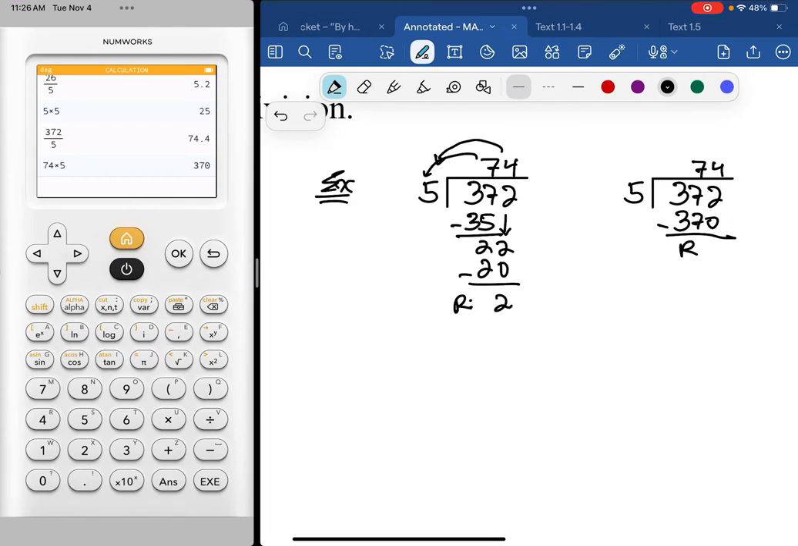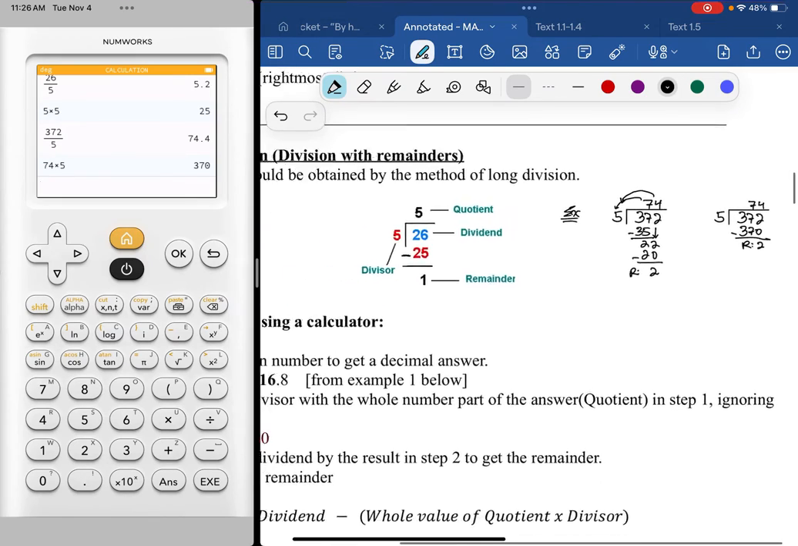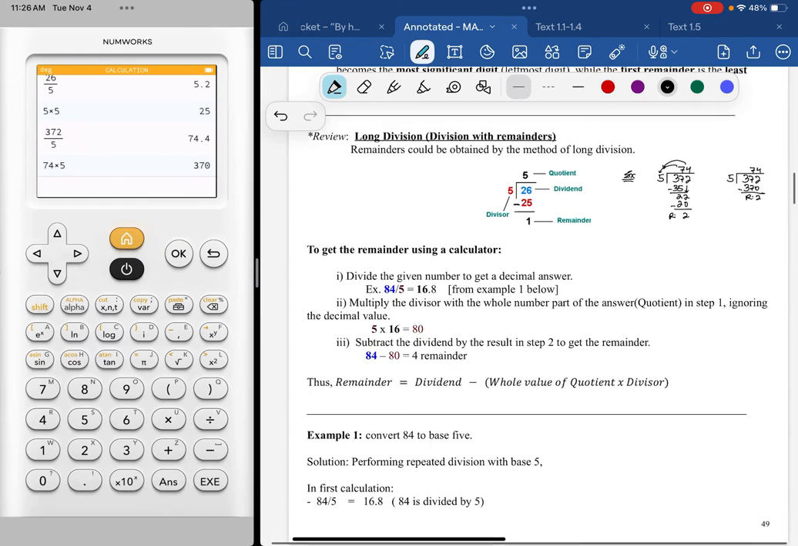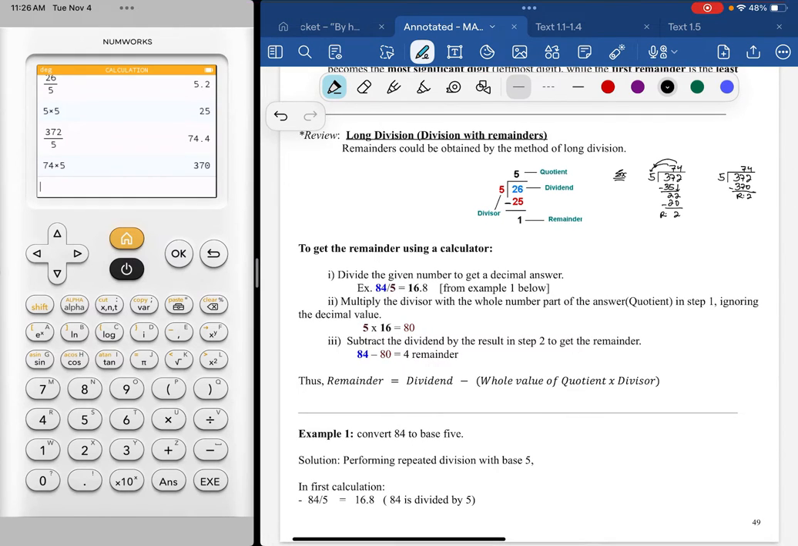Which gets me to the remainder very quickly, right? But we're using the calculator to support our work here, all right? So if I want to convert to base 5, I'm going to convert 84 to base 5.